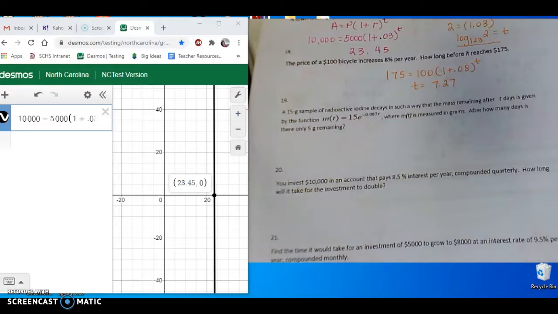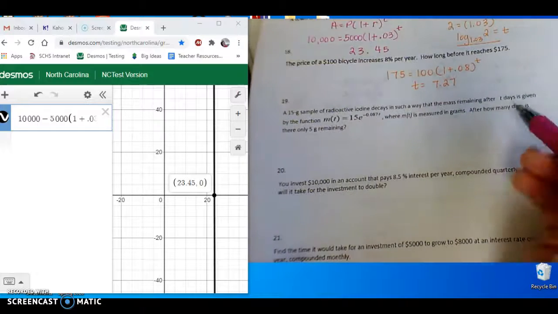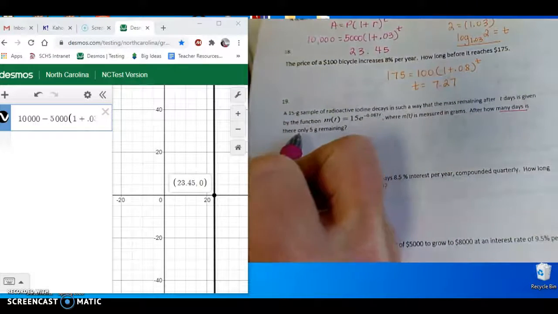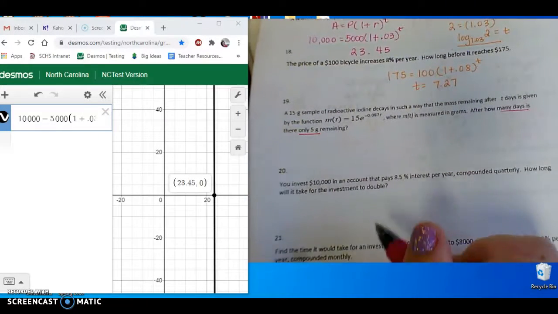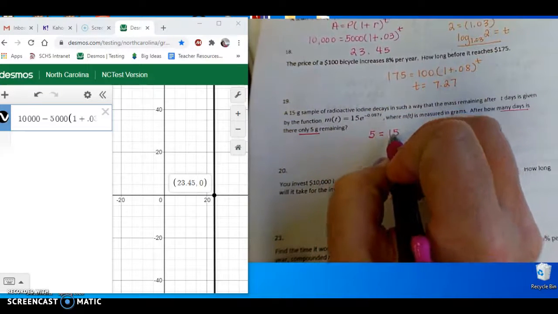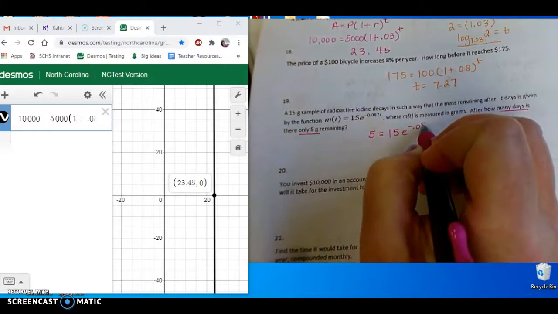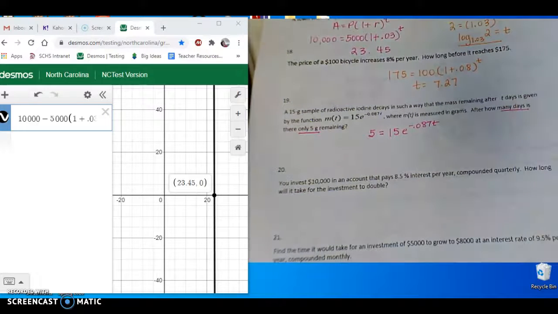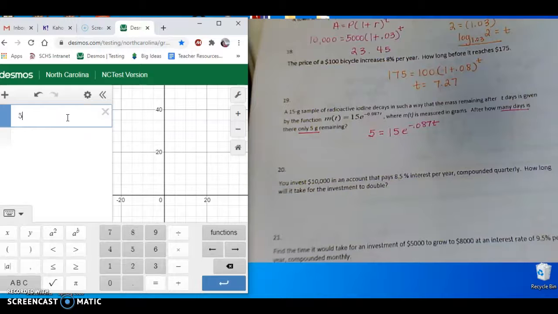So this one's nice because it gave us the equation. It could have told us compounded continuously, but it's the same. It wants to know how many days until there's only 5 grams remaining. So basically all I'm going to do is just make that equal to 5. 15 is the amount that it starts with. And then I'm just going to put it into Desmos. So I will get the answer from there. 5 minus 15 e to the negative 0.087 t or x. And I'm looking for where it crosses the x-axis.